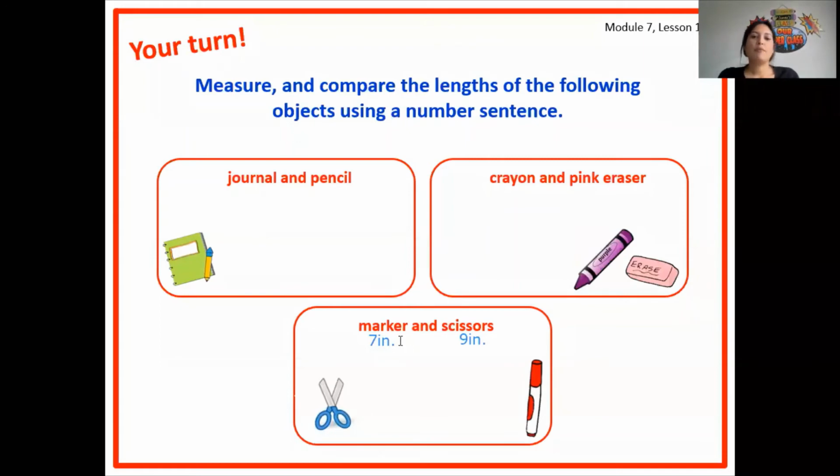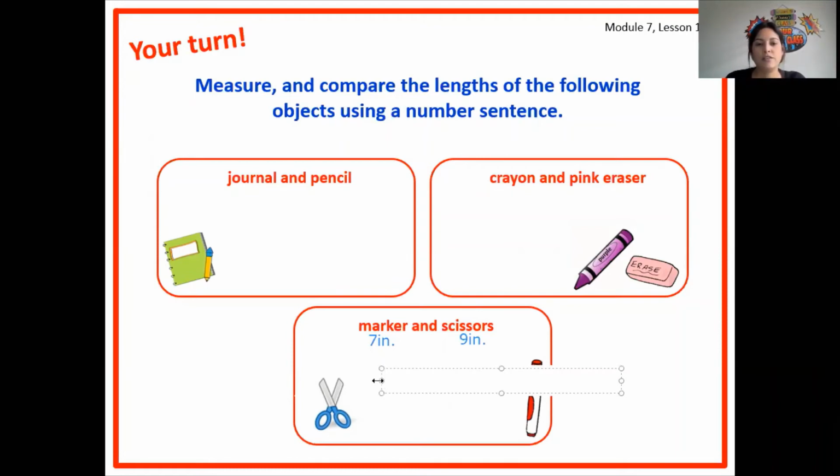So here are my measurements. My marker was 7 inches and my scissors were 9 inches. I have big adult scissors. So yours might look different because you may have little scissors, and that's okay. So again, on this one, what number sentence did you use, or what number sentence could I use?